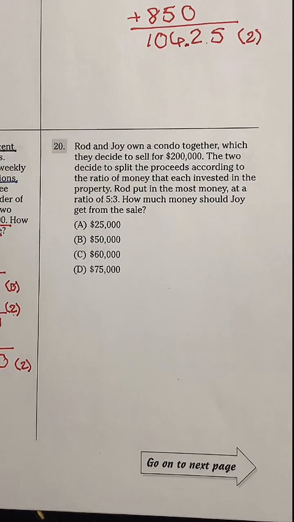So, Rod and Joy own a condo together, which they decided to sell for $200,000. The two decided to split the proceeds according to the ratio of money that each invested in the property. Rod put in the most money at the ratio of 5 to 3. How much money should Joy get from the sale? Is it A, $25,000, B, $50,000, C, $60,000, or D, $75,000?